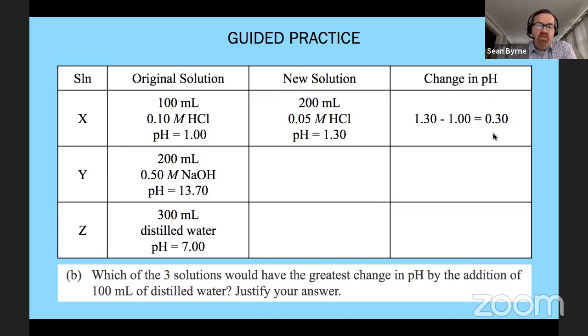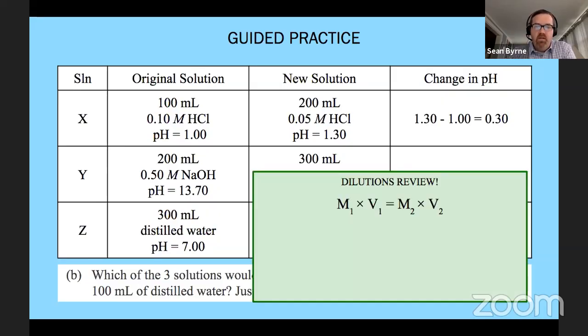Solution Y started at 200 milliliters and it's going to go to 300 milliliters. And so solving for the molarity here is probably much more challenging for many of us. So we'll do a quick dilutions review here. Remember that the equation for a dilution is dependent on the fact that the number of moles of solute do not change. So we can say M1 times V1 is equal to M2 times V2. This equation is given to you on the equation page, so it's not something you need to memorize, but it is a really handy one to use in multiple instances.